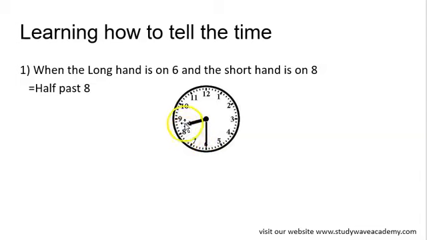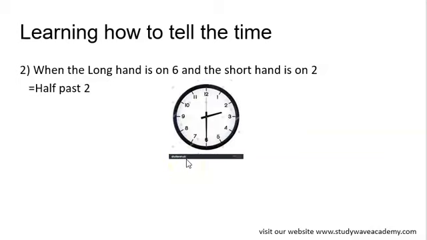Is this the short hand or the long hand? Is the short hand, right? Good. And this is the long hand. So the long hand is at 6, and when it's at 6, we say it's half past. So the time here is 8:30. We got that right? Good. We'll move over to our next example.